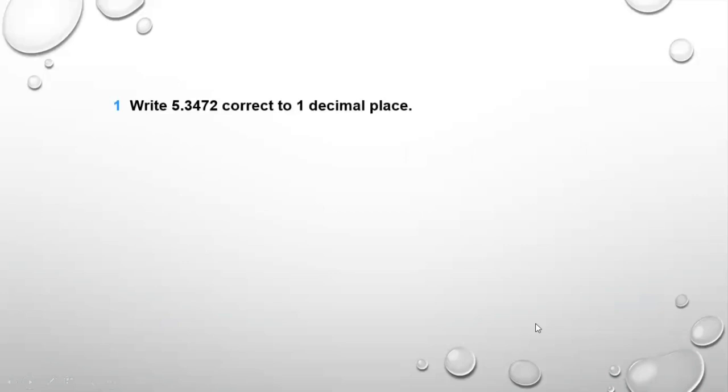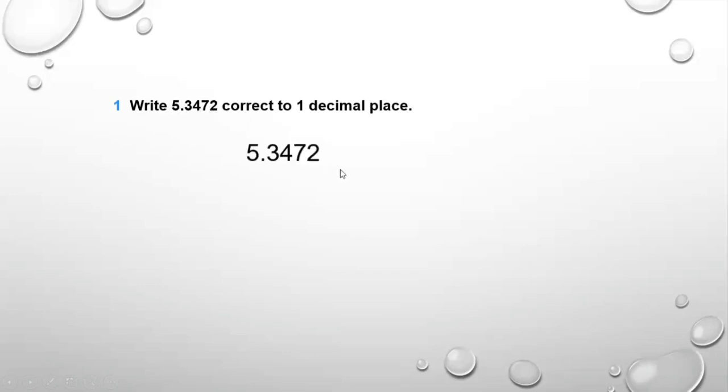So here we go with the first question, children. Write 5.3472 correct to one decimal place. Here, children, this 5 is called the whole part of a decimal. 5 is called the whole part and 3472 is called the decimal part.